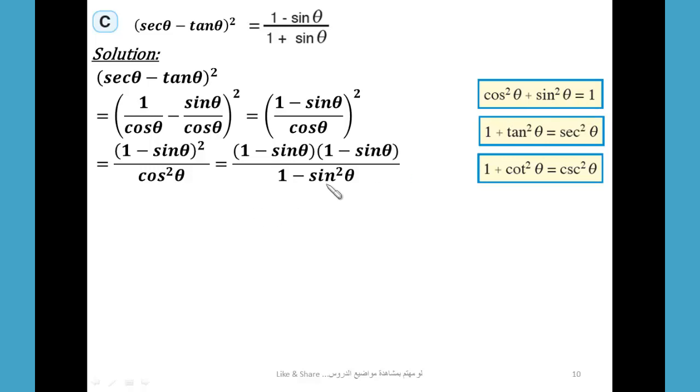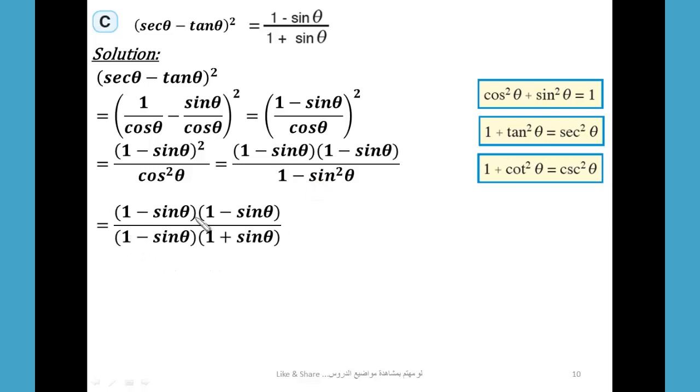What about 1 minus sine square? It's a difference of two squares. Again, we write it. So it is equal 1 minus sine multiply 1 minus sine, over the denominator, which equals 1 minus sine theta multiply 1 plus sine theta, because 1 minus sine square is the difference of two squares. You can factorize it into these brackets. And now you can cancel 1 minus sine theta, and the remainder will be 1 minus sine theta over 1 plus sine theta, and we write it, it is the right hand side.